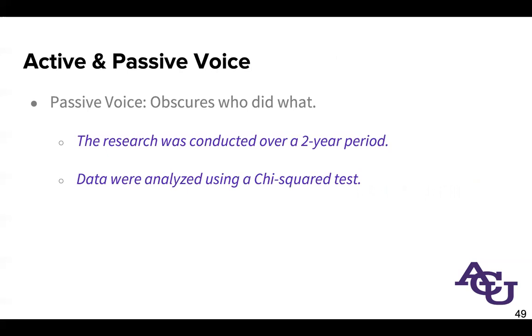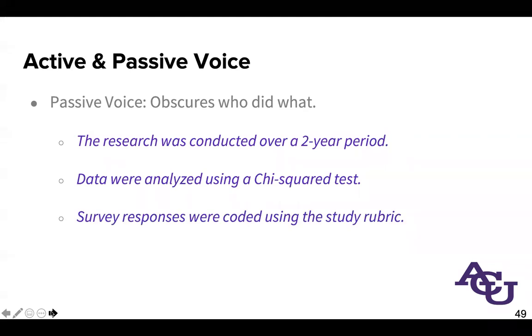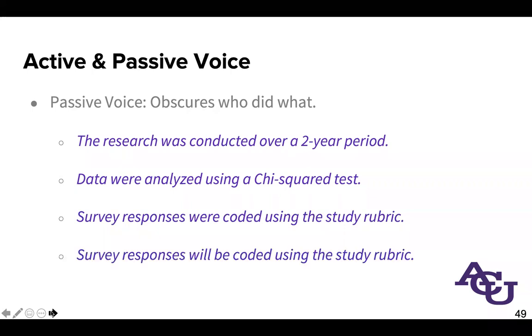Now, if I've already said, I did all the statistical analysis, then there's no need to put an emphasis on me in this next sentence. It'll just be read a little bit more clearly if you use passive voice: data were analyzed. That's not a problem. It's about, once you've established who's doing what, what's the clearest way to put the focus on the information? Like, survey responses were coded using the study rubric.